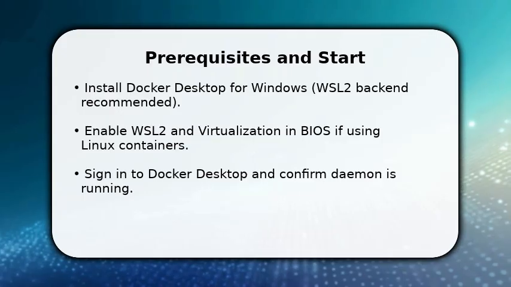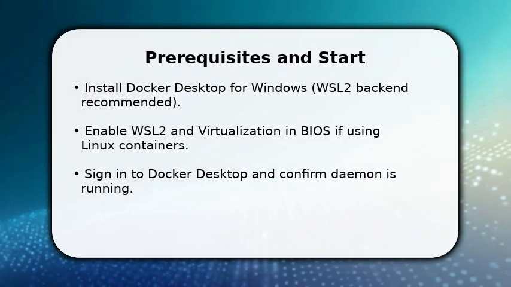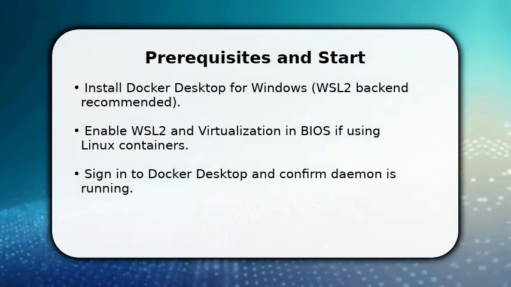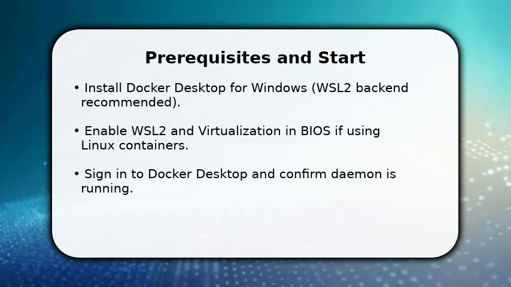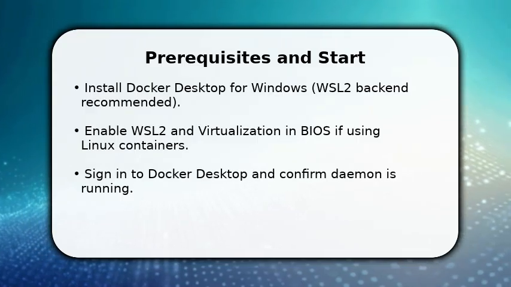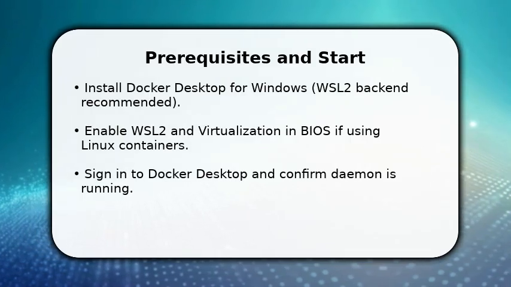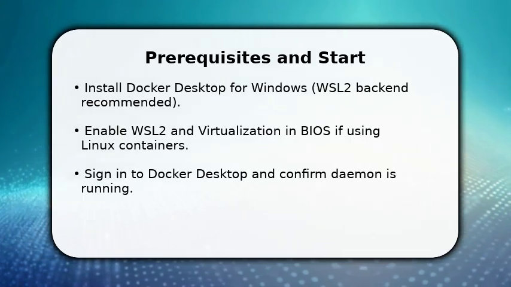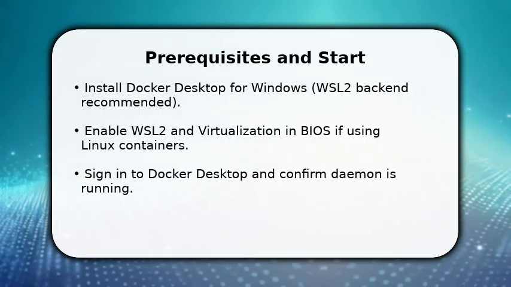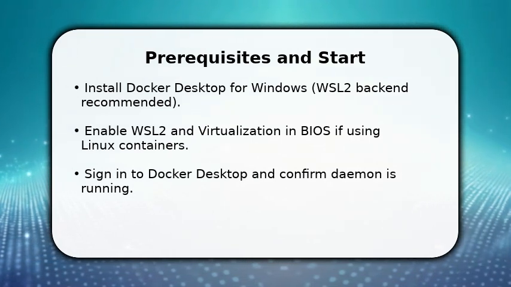You begin by confirming prerequisites and launching Docker. First, make sure Docker Desktop is installed and set to use the WSL2 backend. This gives better performance. Once done, enable virtualization in BIOS if required and turn on Windows Subsystem for Linux in features. Next, sign into Docker Desktop and wait until the daemon display is running. Then open the Docker Desktop menu. You will use this to access the integrated terminals and WSL distributions for the next steps.